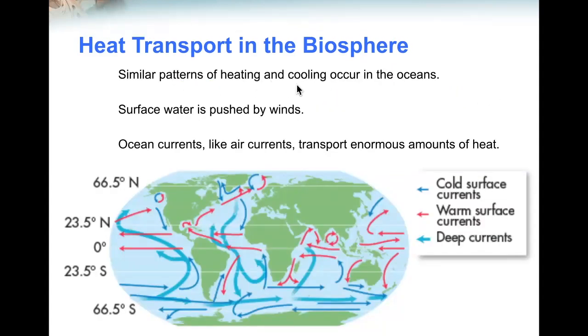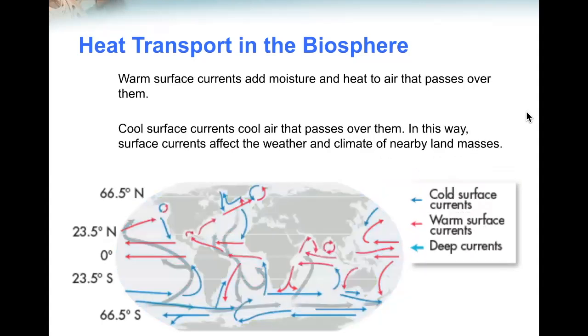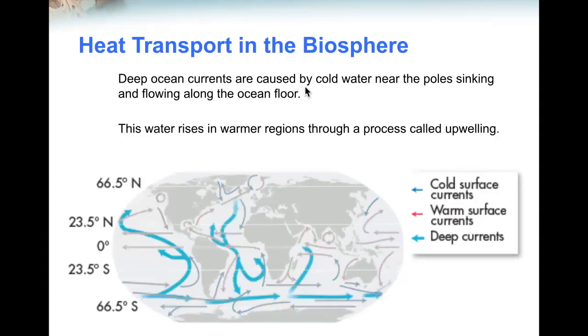Similar patterns of heat and cooling occur in the oceans. Surface water is pushed by winds. Ocean currents, like air currents, transport enormous amounts of heat. Warm surface currents add moisture and heat to air that passes over them. Cool surface currents cool air that passes over them. In this way, surface currents affect the weather and climate of nearby land masses. Deep ocean currents are caused by cool water near the poles sinking and flowing along the ocean floor. The water rises in warmer regions through a process called upwelling.